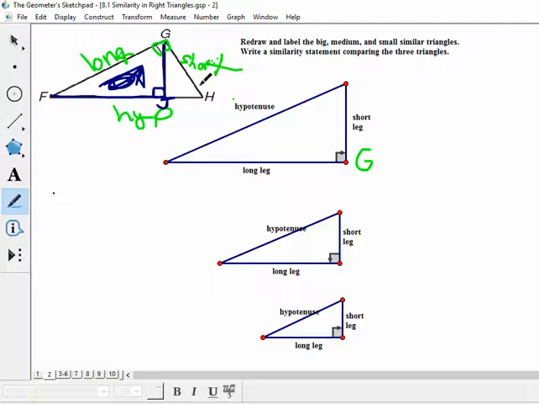And then you'll move over to the little triangle, and the little triangle has a right angle also of J, and then you'll have to figure out what's the short leg, what's the long leg. So label these, and then write your similarity statement after you make sure that those are all correctly labeled.